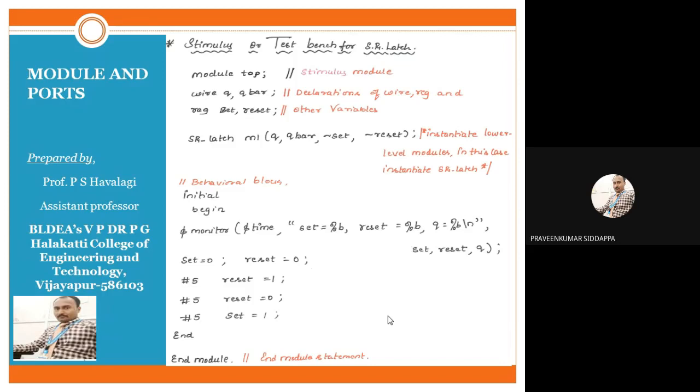Up to that, we have invoked the code. After invoking the whole code, we should check the functionality of that particular code, whether it is an SR latch or a JK flip-flop. So in the next line, we should apply the inputs. Here in the SR latch, we are getting many combinations, because the output depends upon the set and reset inputs.